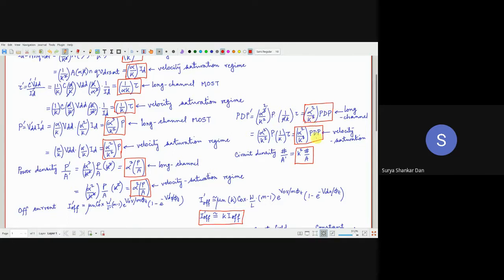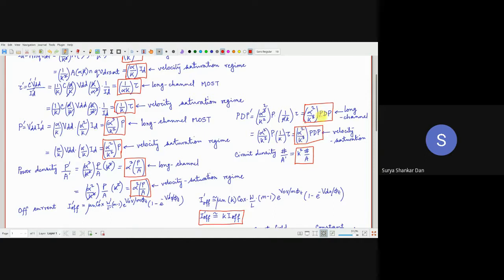And for velocity saturation, what do we get? Simply this alpha square by K square into P into 1 upon K into tau. So that becomes alpha square by K cubed.